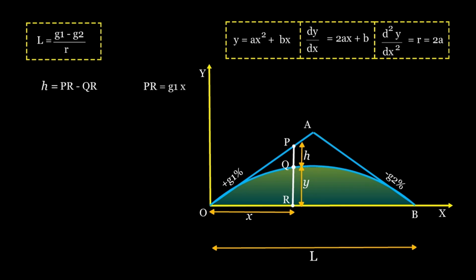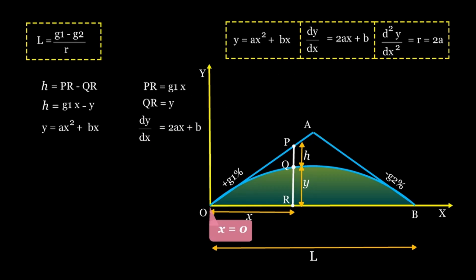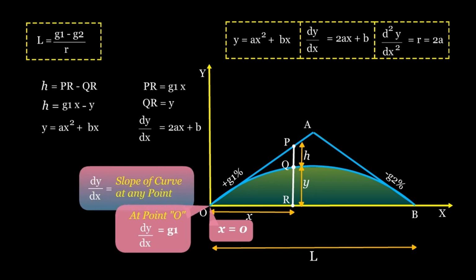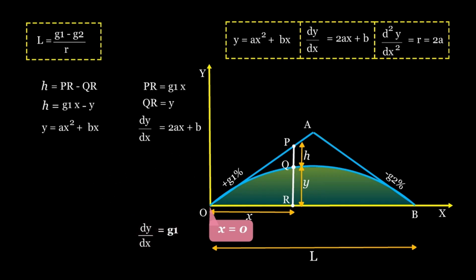Using the parabolic equation, PR equals G1x and QR equals y. Substituting these values, h equals G1x minus y. Now we will find the value of y by substituting the parabola equation again. y equals ax squared plus bx and dy by dx equals 2ax plus b. At point O, the value of x equals 0, so the slope at point O is g1. That is, dy by dx equals g1.